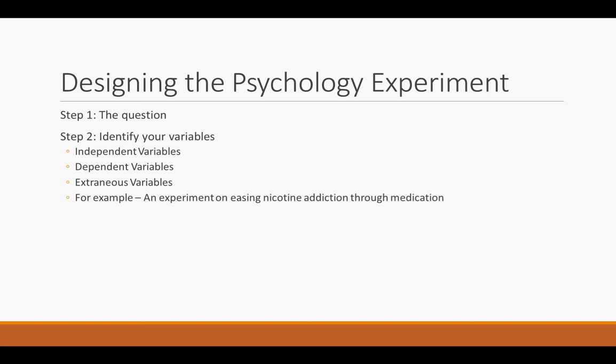Your dependent variables are going to be the things that are changing only because of the independent variable. Like the cravings to smoke. The cravings to smoke is the dependent variable that will hopefully be changing when it's introduced to the independent variable. That's what you're trying to measure in this experiment.